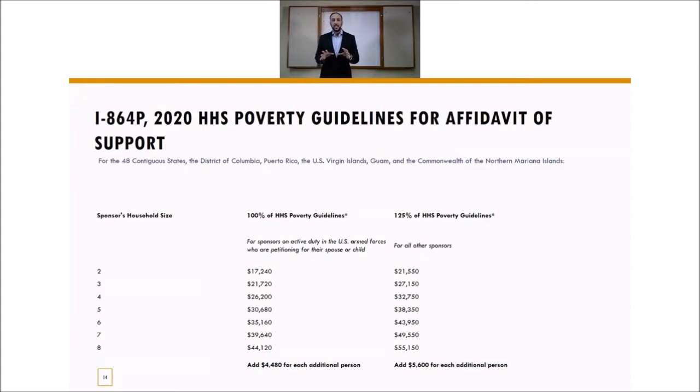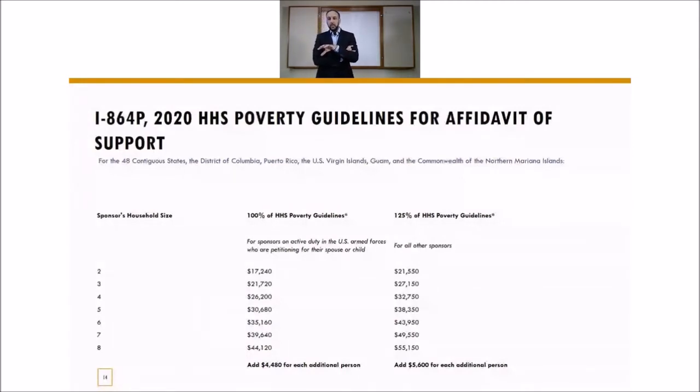This I-864P is a form I look at pretty much on a weekly basis. I don't have these numbers memorized. And so when a client calls us and says, hey, look, I'm applying for my parents in another country. It's me, my wife, and a kid. We'll take a look at this chart.